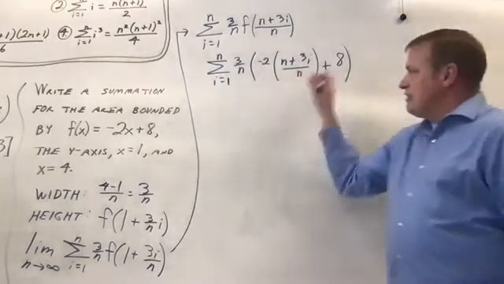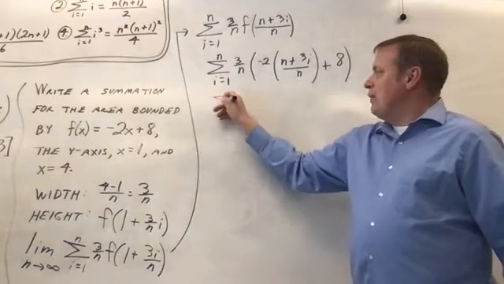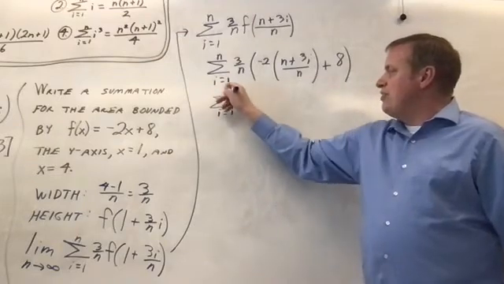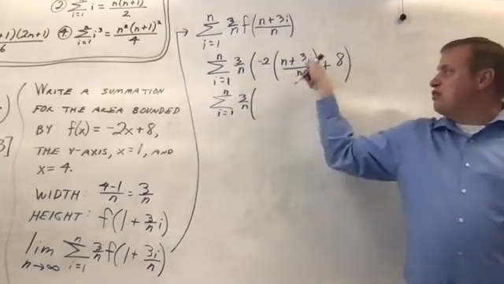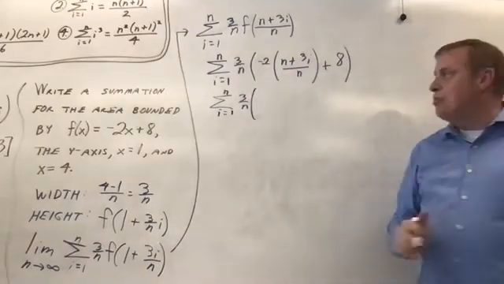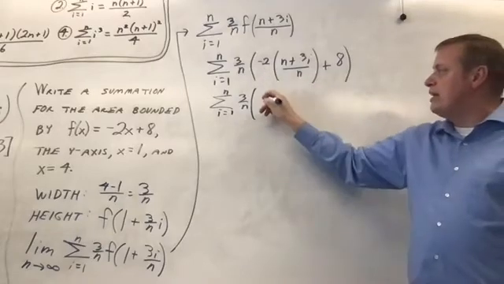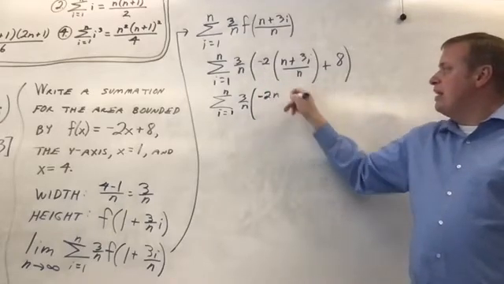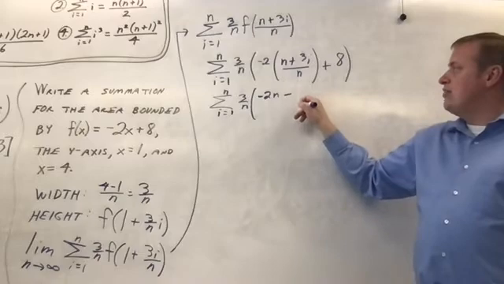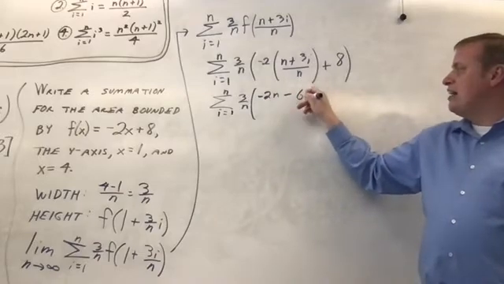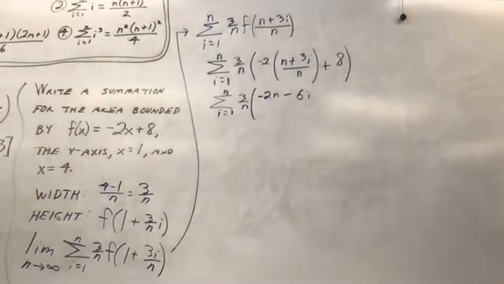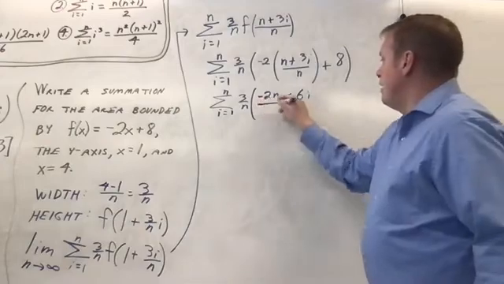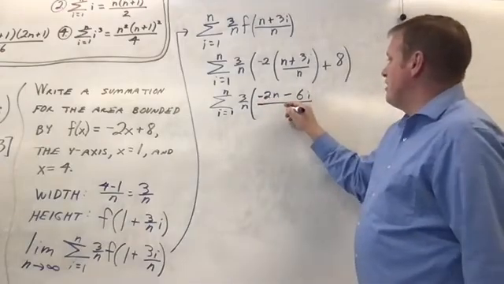So let's continue. Let's clean this up a little bit. So the summation still stays. 3 over n still stays. I'm going to distribute the negative 2 through only the numerator because it's negative 2 over 1. This is negative 2n minus 6i. All right. Now, that n is over everything still.